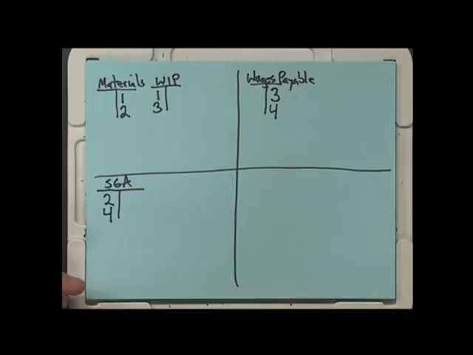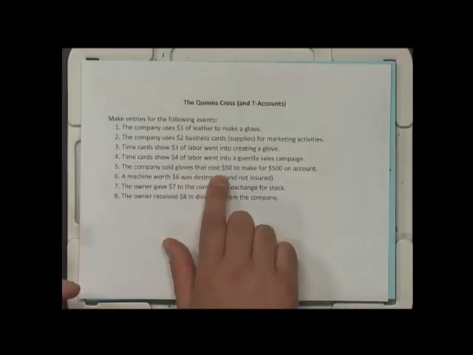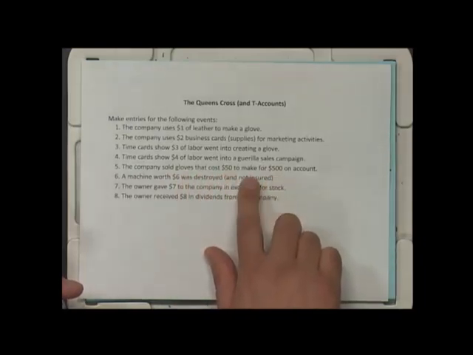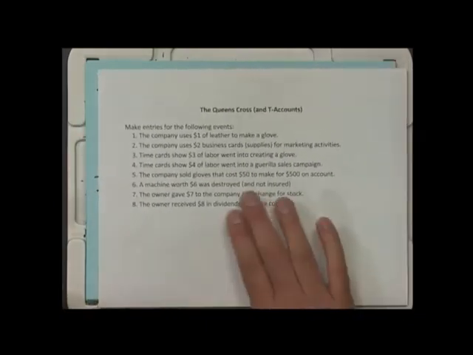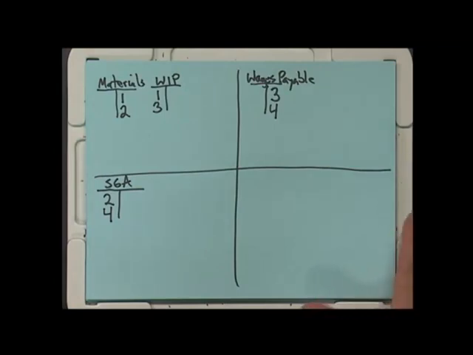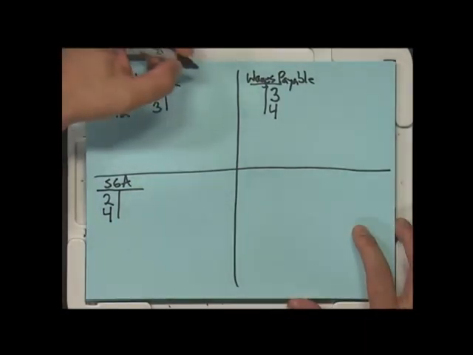Okay, let's go on to 5 here. The company sold gloves that cost $50 to make for $500 on account. So I want to give them some profit. When we sell, we have 2 entries that we need to make. Let's do the sad part first.